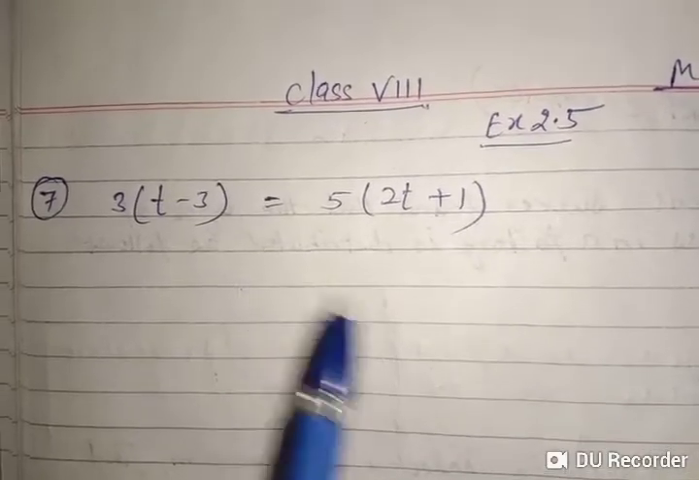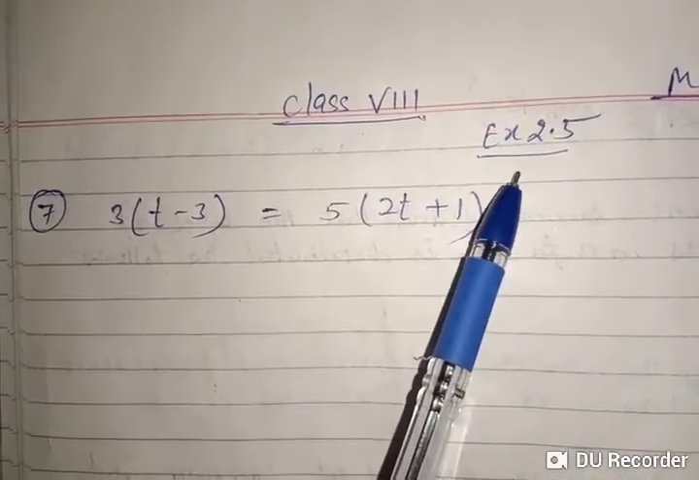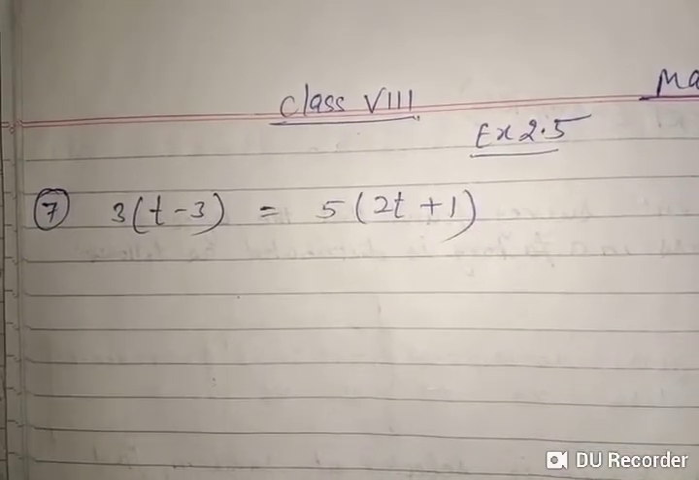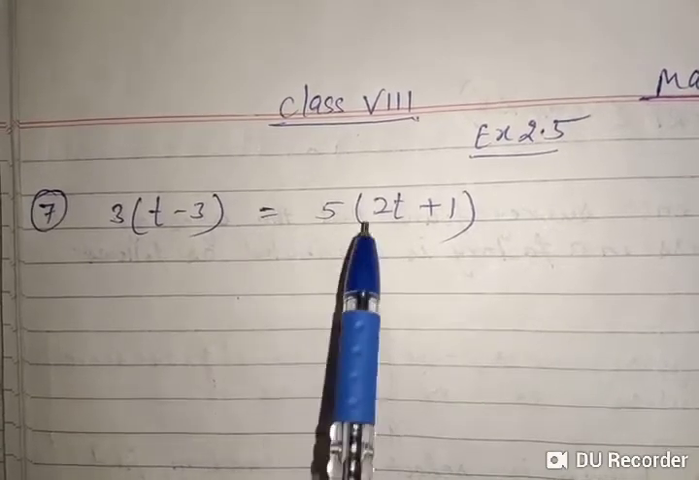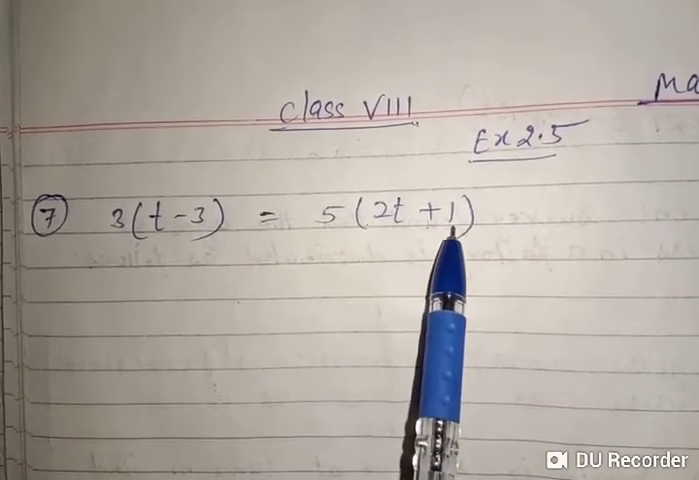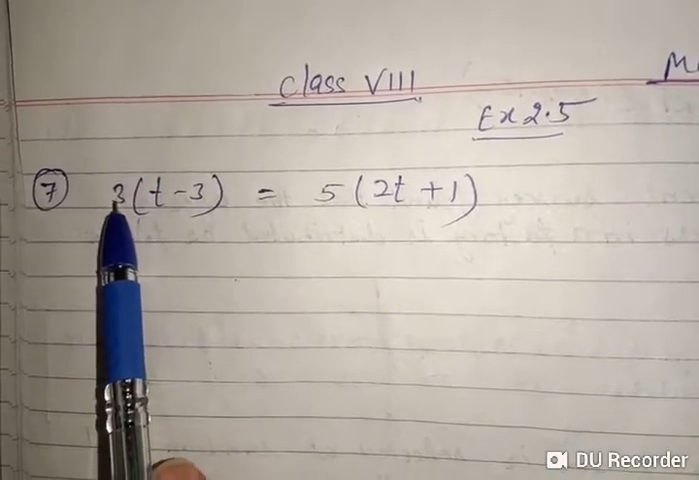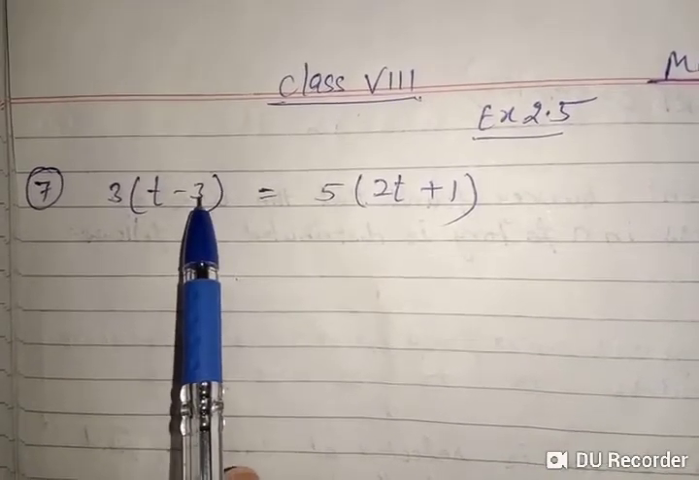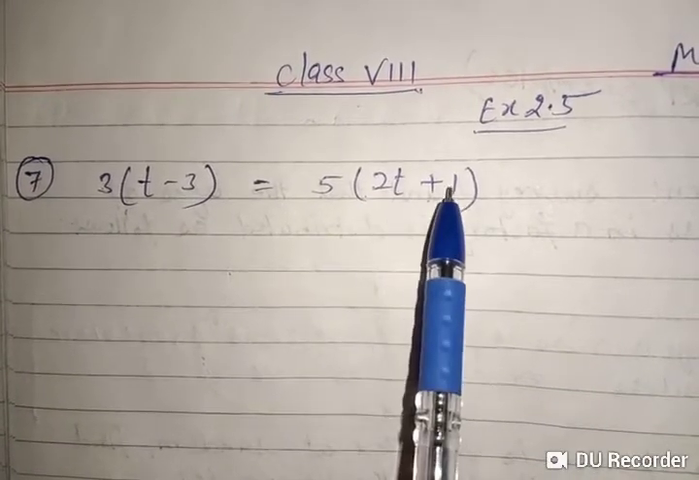Hello everyone. Today we'll start class 8th exercise 2.5, 7th question. It says 3(t - 3) = 5(2t + 1). The meaning of the bracket here is that this 3 is multiplied with t as well as with minus 3. Similarly, here this 5 is multiplied with 2t as well as with 1.